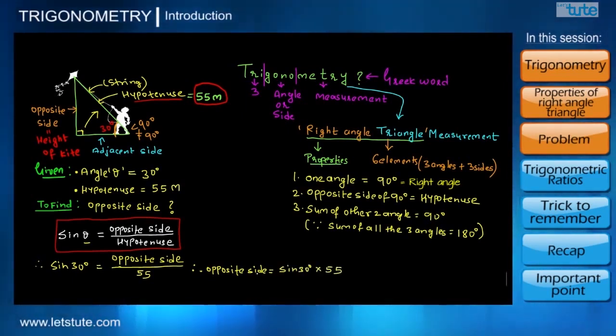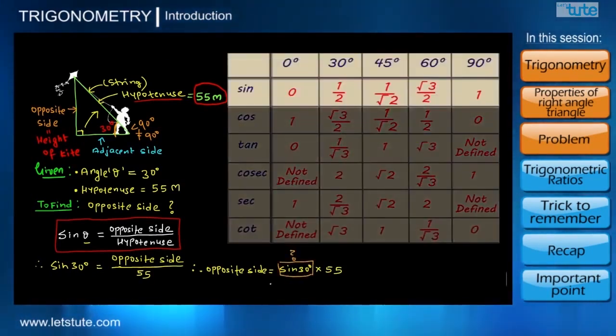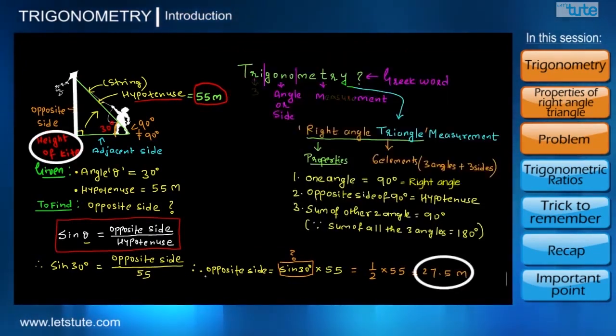Now, to know the height, that is the opposite side, I should know the value of sin 30 degrees. Thus, by knowing the following table, we can know the value of sin 30, which is equal to 1 upon 2. You might be thinking, how did we define all these values? So note that there are proper derivations for the same, and we will be dealing with them later. So since sin 30 is equal to 1 upon 2, the opposite side will be equal to 27.5 meters. That is, the height of the kite will be equal to 27.5 meters. This is how the problem is solved.